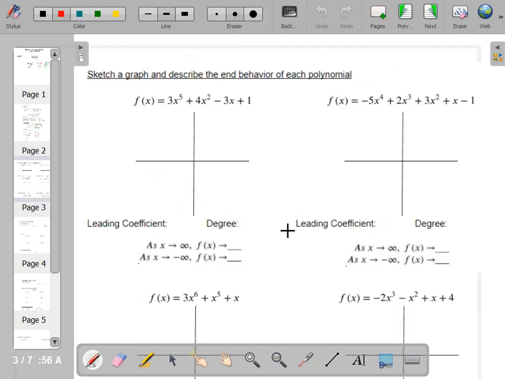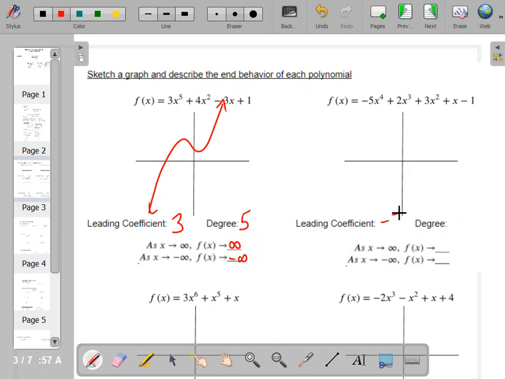Cool. Sketch. So when I say sketch, you could obviously type these in your calculator, but you don't need to. This is positive and odd. So positive odd means it's going to look like that. It has a leading coefficient of 3 and a degree of 5. So you need to be able to read this notation. As x goes to infinity, that means as you go to the right, this function goes up, so it goes up to positive infinity. As x goes to negative infinity, going left, y is going down, so we say negative infinity.